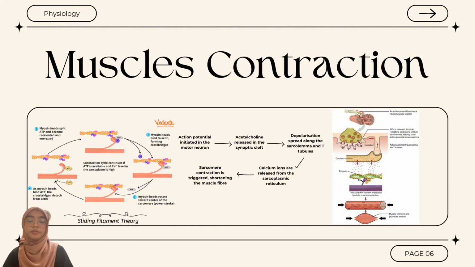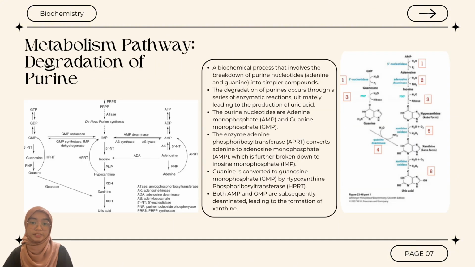Energy from the splitting of fresh ATP allows repositioning of the myosin head. Myosin heads bind to actin, forming a cross bridge. Myosin heads rotate toward the center of the sarcomere, which is known as the power stroke. As myosin heads bind to ATP, the cross bridge detaches from actin. The cycle will repeat again where ATP hydrolysis causes the myosin head to swivel and change orientation, releasing ADP and Pi.